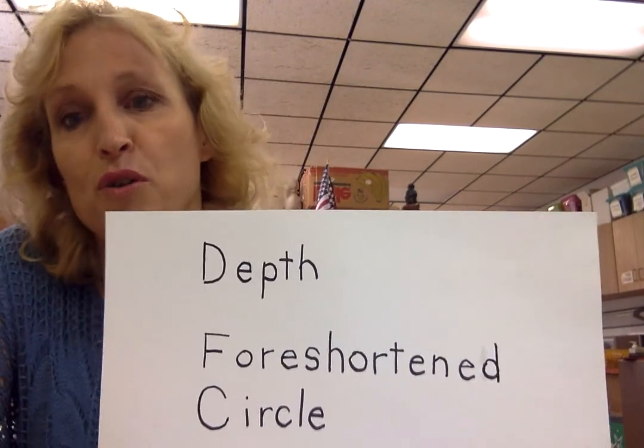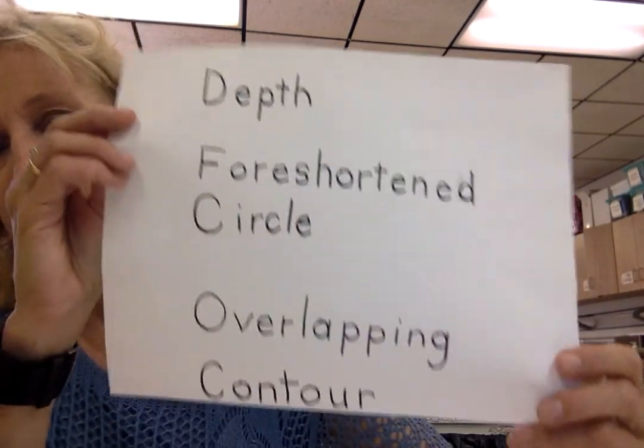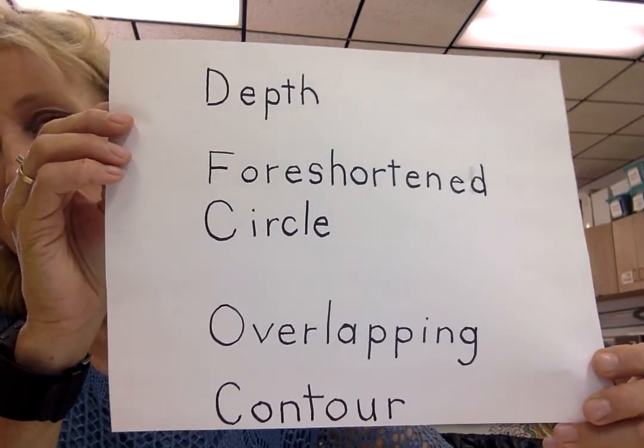Okay, so we're just going to be doing some reviewing from previous things that we've done to create depth in our picture. So we've got to remember our vocabulary words, and depth is created by the use of different things, and we are going to be using the foreshortened circle and overlapping and contour. Okay, so remember those vocabulary words.